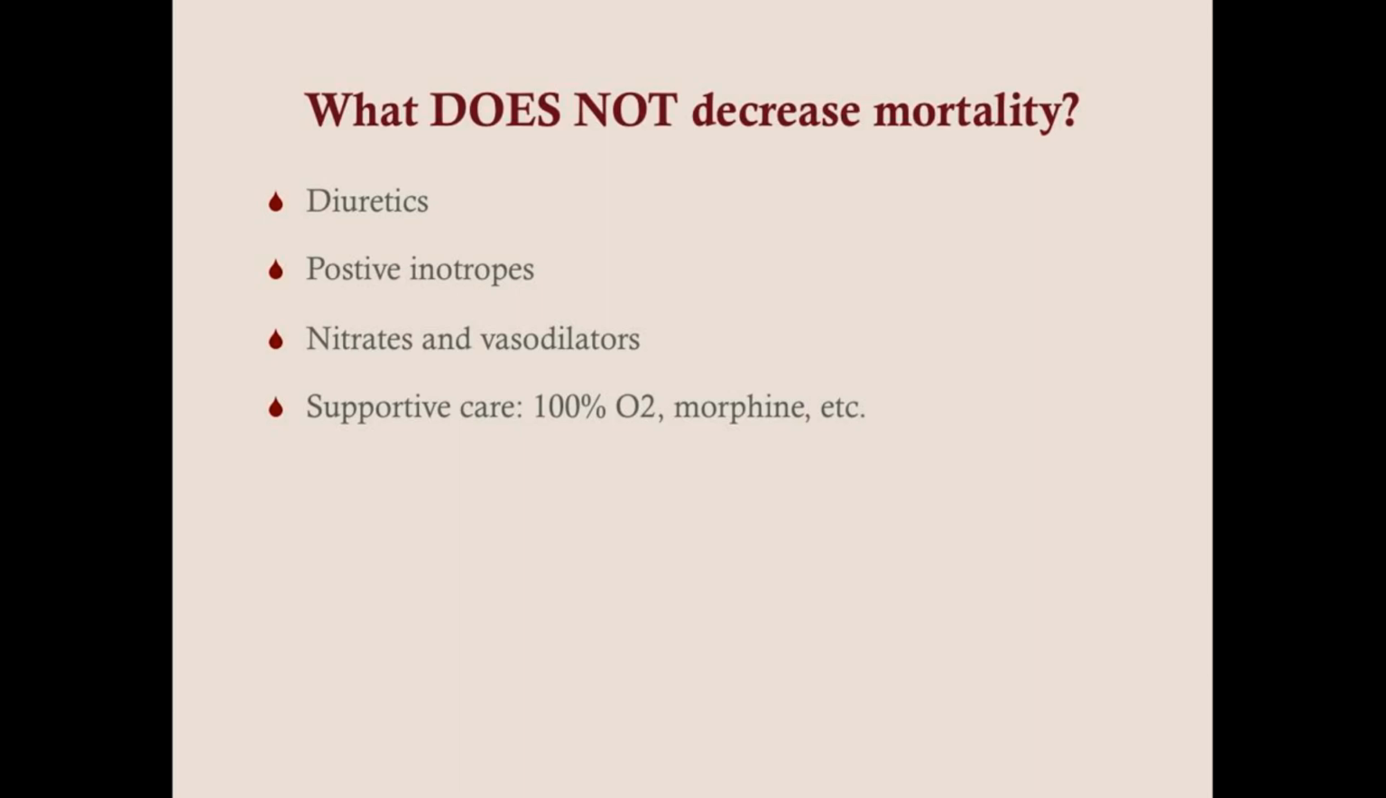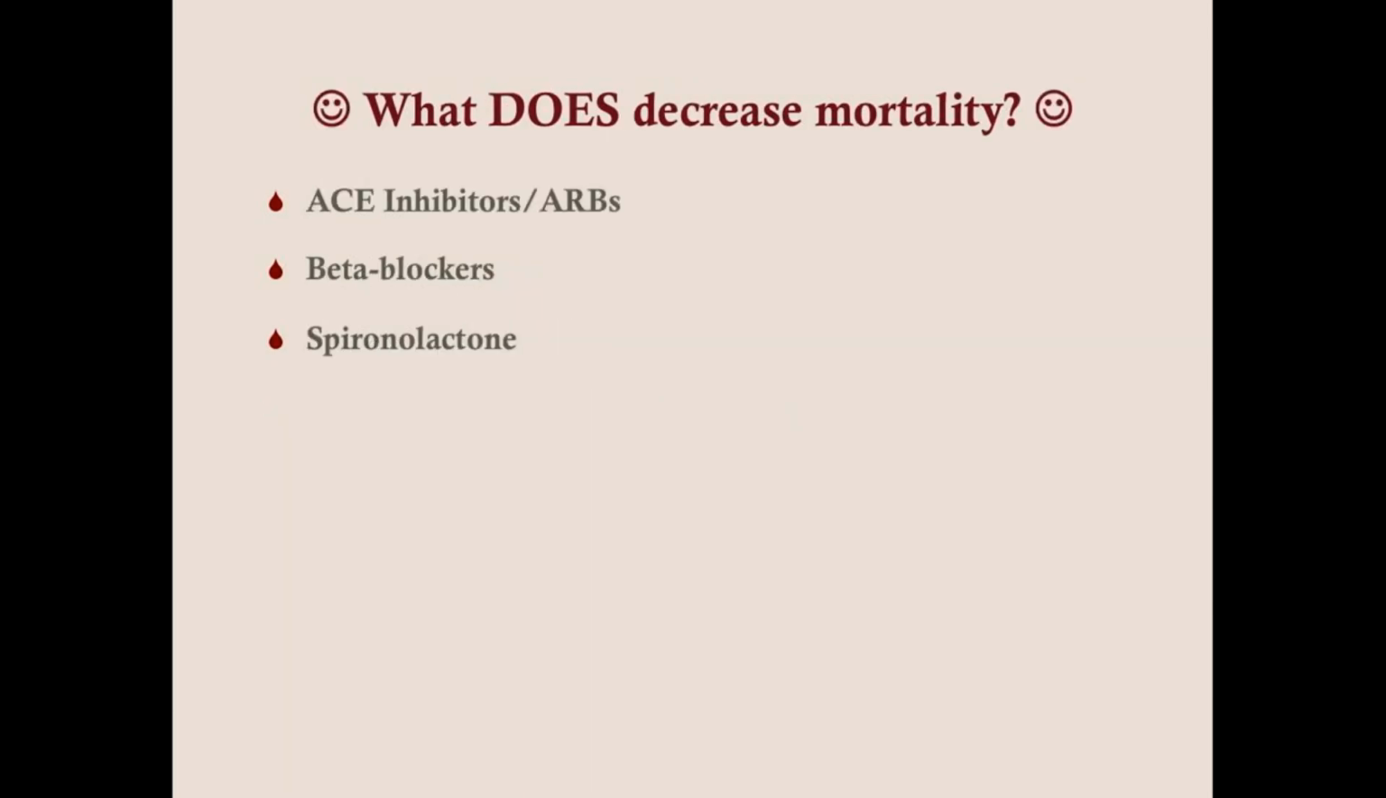What does reduce mortality? ACE inhibitors and angiotensin receptor blockers, beta blockers, and spironolactone. So these all reduce mortality in congestive heart failure. Why? I don't know. Just remember that ACE inhibitors, angiotensin receptor blockers, beta blockers, and spironolactone all reduce mortality. And that is the end of our pharmacologic talk on congestive heart failure.